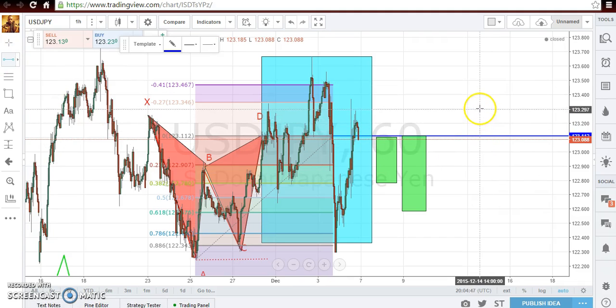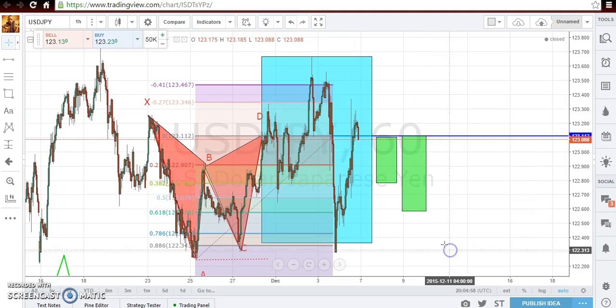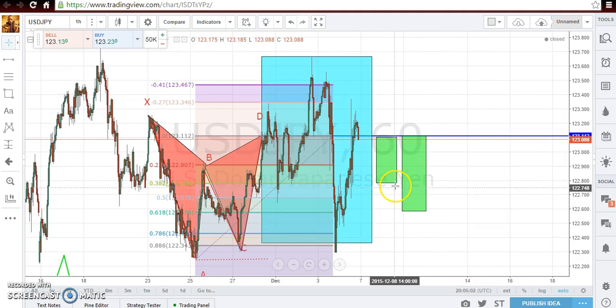But I do have a different way of doing it, and this is the way I do it. Because I know this pattern only works just about 60% of the time, what I usually do is make sure that my risk to reward ratio on trading this pattern is at least 1-to-1 on my first target.